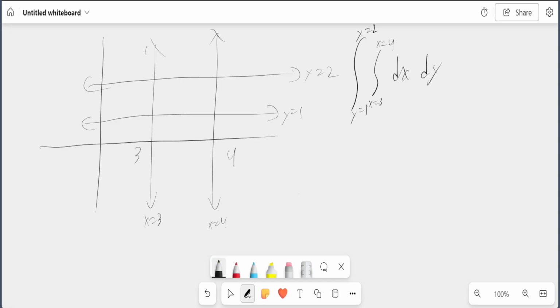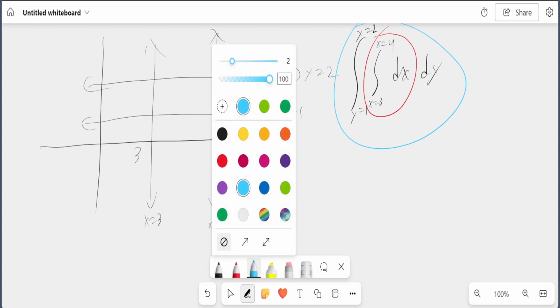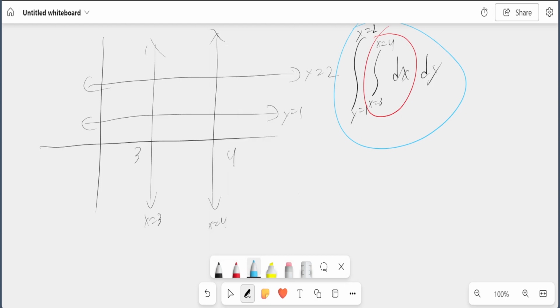Yes, it is. The reason for that is we have our inner and our outer. We do our outer, we pick a dy starting from 1 to 2, and then we move on to our inner, which will go across, and it makes a horizontal rectangle.